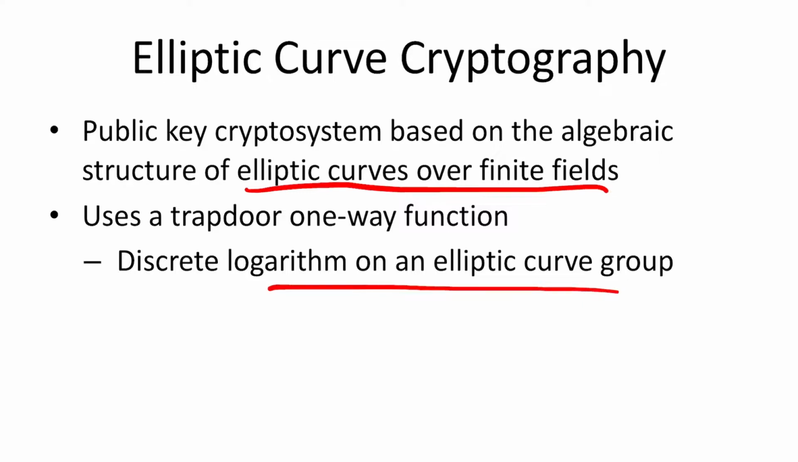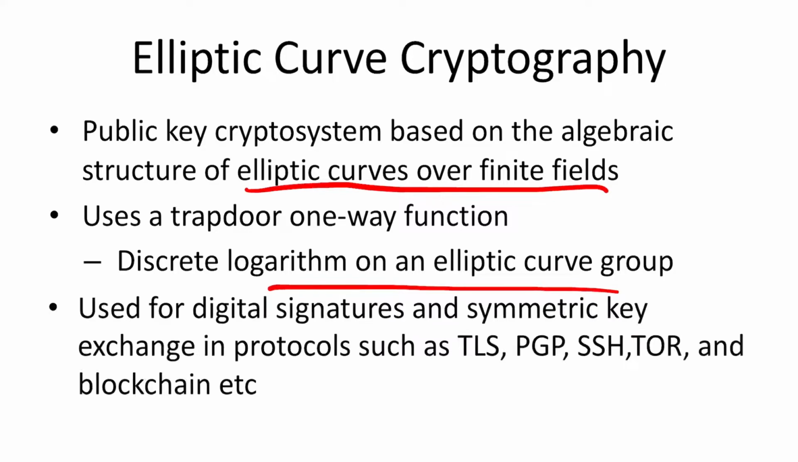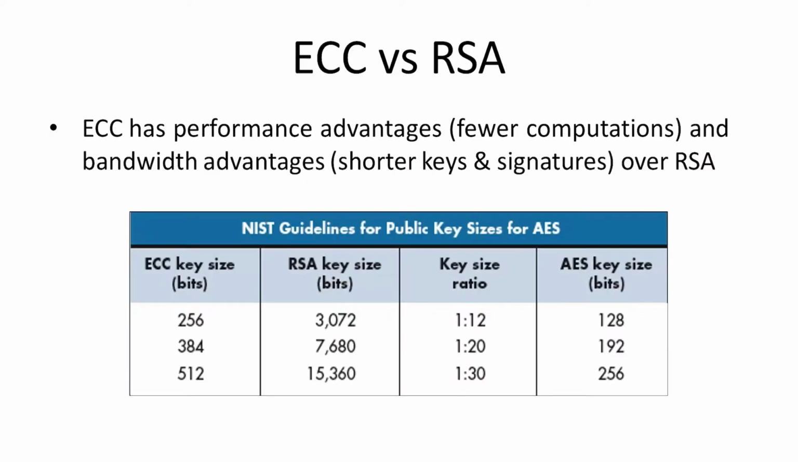I will discuss this in more detail in a bit, but the main difference from previous trapdoor functions that we have looked at is that now we are performing computations using points with x and y coordinates rather than numbers or integers. So elliptic curve cryptography is being used today primarily for digital signatures and symmetric key exchange in various protocols, including TLS, PGP, SSH, Tor, and blockchain, etc.